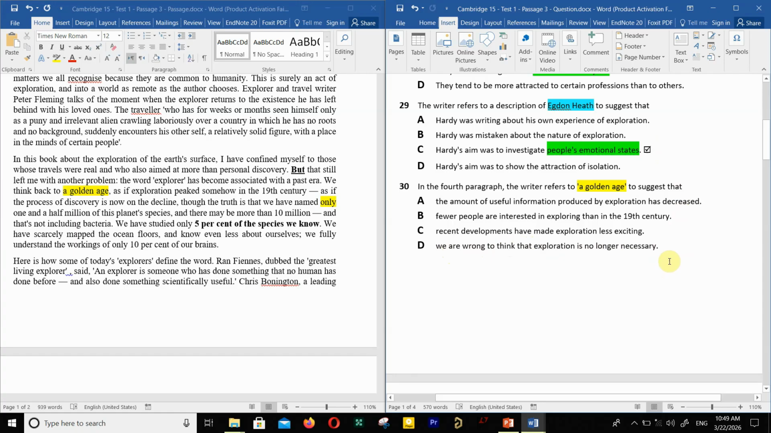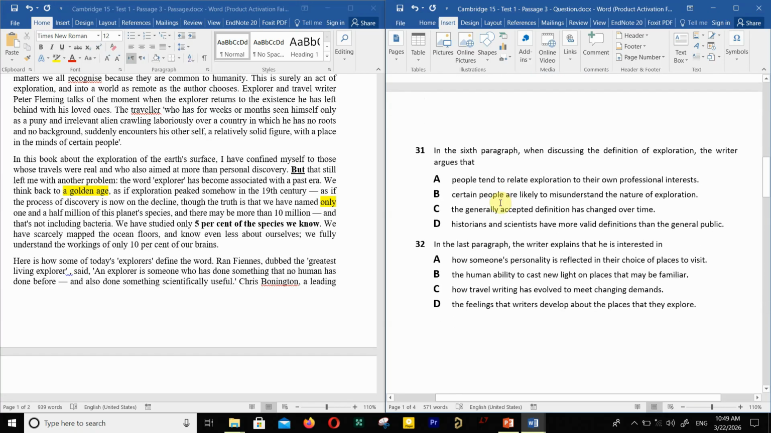Because we only know just 10% of our brains, and we have studied just 5% of the species. So option D is the right answer.